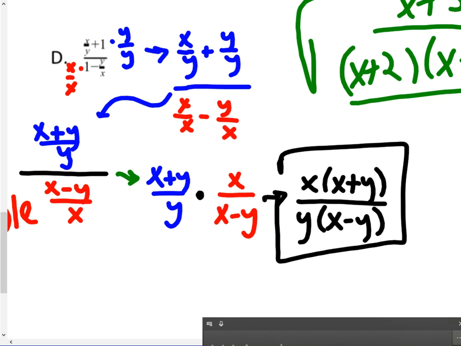But just note that when dealing with these complex fractions, add and subtract within the numerator and the denominator first, and then divide and multiply out from there. All right, let's move on to our final problem on the next page.